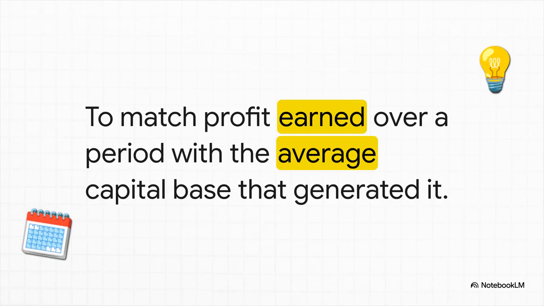Now let's pause on a really key word here, average. You might be thinking, why not just use the equity from the end of the year? Well, think about it. Net income is earned over an entire year. And during that year, the company's equity can fluctuate. Maybe they issue more stock, or profits boost retained earnings. By using an average of the beginning and ending equity, you get a much more stable and accurate picture of the capital base that was actually at work generating that profit. Getting this little detail right is absolutely critical for the exam.